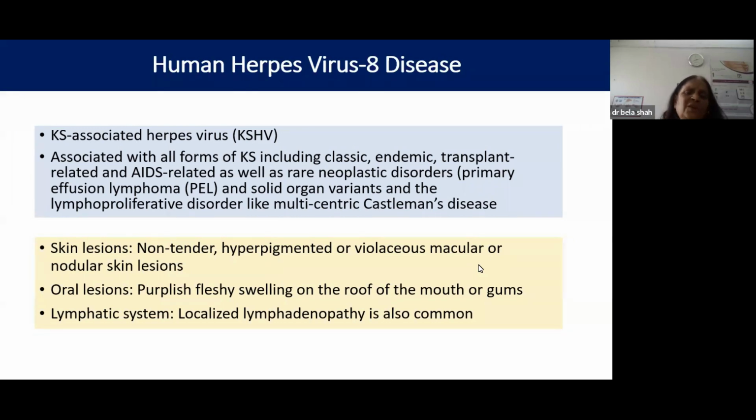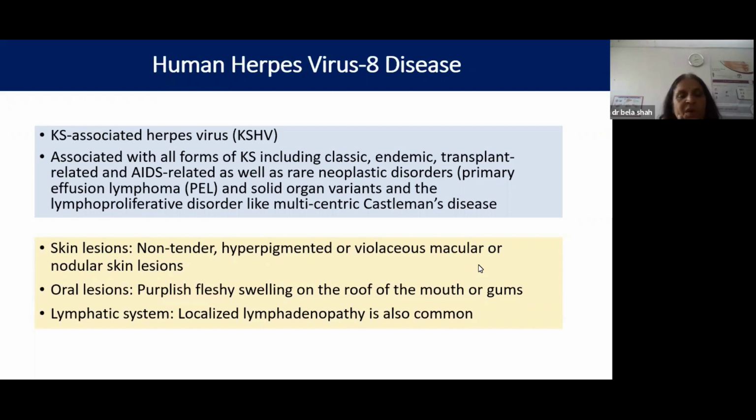The skin lesions that we see in these patients are violaceous macules and plaques. They are non-tender, asymptomatic lesions. Mostly we see these lesions on the lower lips. They can occur in the oral cavity, or also can be seen on the face.